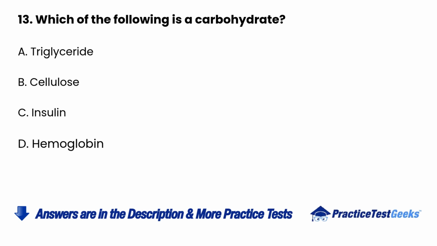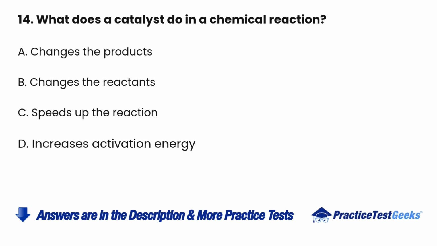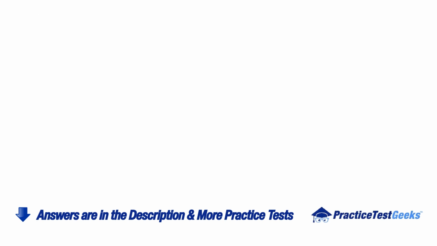13. Which of the following is a carbohydrate? A. Triglyceride. B. Cellulose. C. Insulin. D. Hemoglobin. 14. What does a catalyst do in a chemical reaction? A. Changes the products. B. Changes the reactants. C. Speeds up the reaction. D. Increases activation energy.